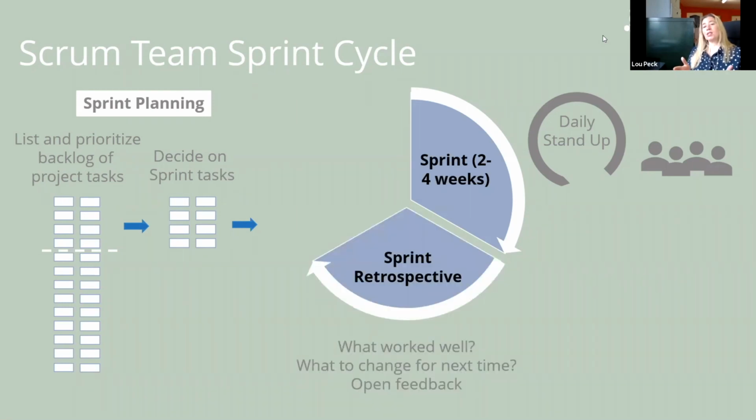At the end of that sprint, we have a retrospective. Now that is incredibly important, because as a team, we have a meeting to say, right, what worked well? What would we change for next time? And then have open feedback and be really candid with each other, and then talk through ideas that we may have to change things for next time. And it's about being more efficient and effective working together.